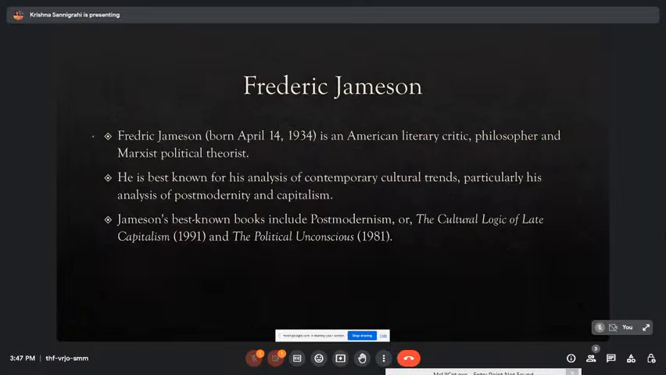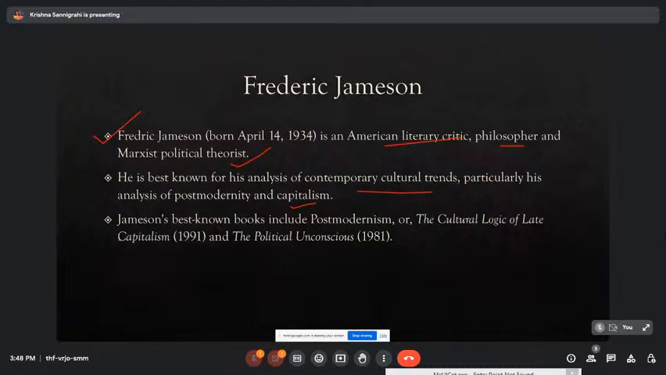There's also reference to Frederic Jameson, who was an American literary critic, philosopher, and Marxist political theorist. He's best known for his analysis of contemporary cultural trends, particularly his analysis of postmodernity and capitalism.